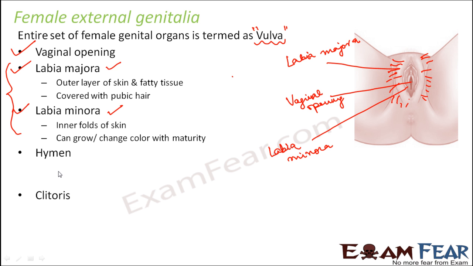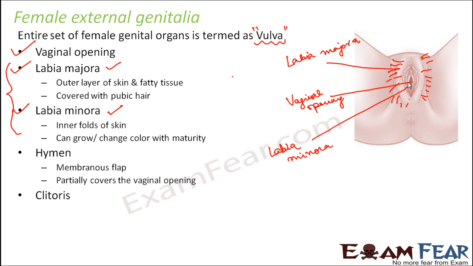Next is the hymen. So what is hymen? It is a membranous flap. It is a flap-like structure which partially covers the vaginal opening. So this vaginal opening is partially covered by this membrane. That is why when sexual intercourse happens for the first time, there are chances that this hymen might break. And when the hymen breaks, there is bleeding through the vaginal opening.